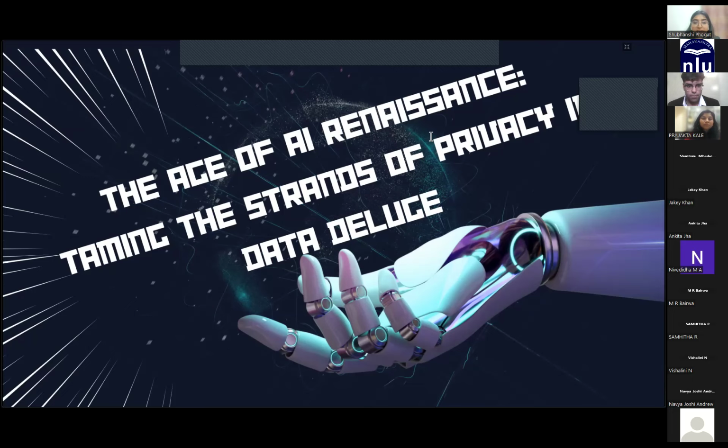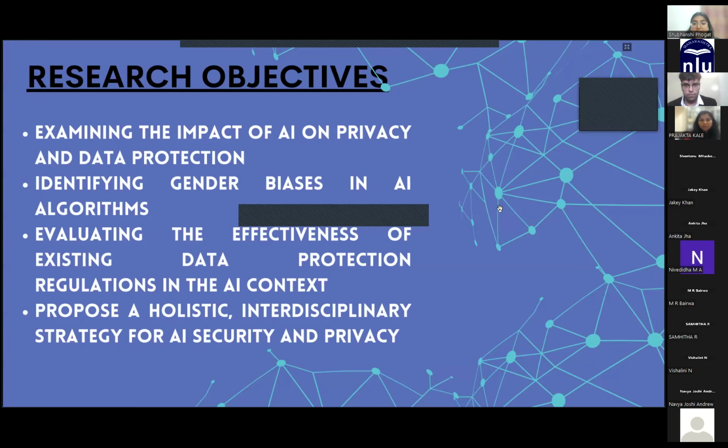Moving on, we have the research objectives over here. First being examining the impact of AI on privacy and data protection, wherein we have delved into the specific ways AI applications, such as personalized recommendation systems and automated decision-making processes, collect, process, and utilize personal data, assessing the risks and challenges posed to privacy at each stage.